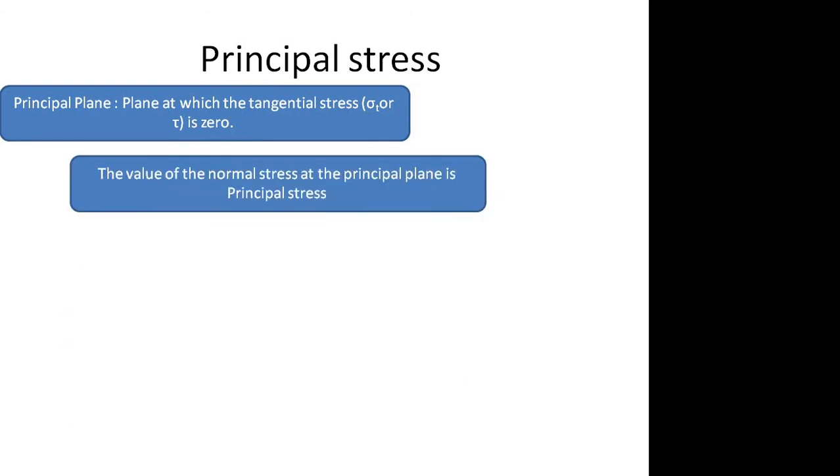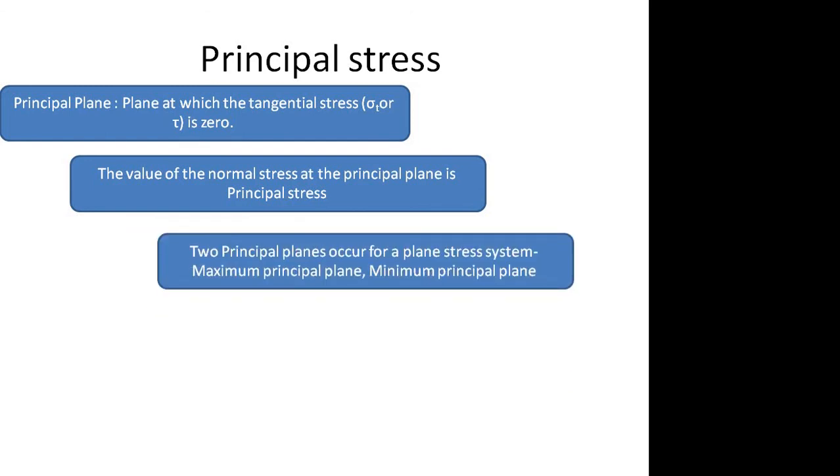So the value of normal stress at the principal plane is called the principal stress. So sigma n in that particular plane is called the principal stress. Remember, at that particular plane there is no sigma t, only sigma n. That sigma n value we call the principal stress. Two principal planes occur for a plane stress system, the maximum principal plane and the minimum principal plane.